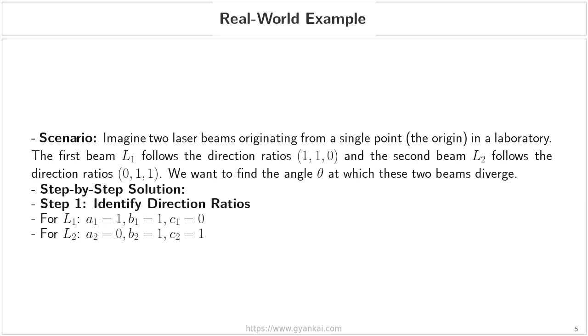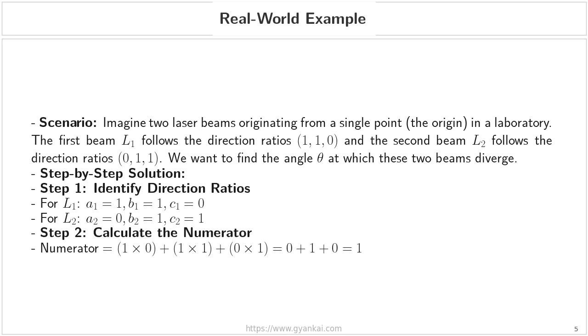Let's walk through the solution step by step, following the process I outlined in the previous slide. Step 1. First, we clearly identify our direction ratios. For our first line, L1, we have a sub 1 equals 1, b sub 1 equals 1, and c sub 1 equals 0. For our second line, L2, we have a sub 2 equals 0, b sub 2 equals 1, and c sub 2 equals 1.